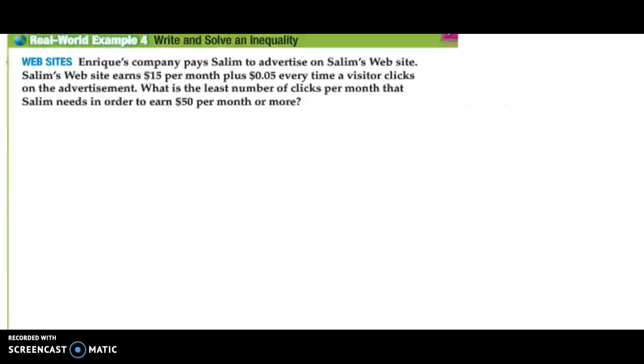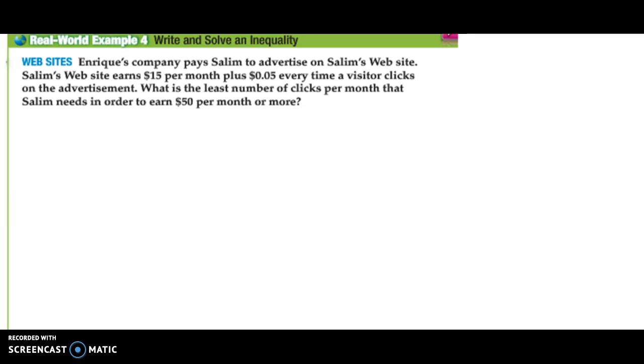Now let's take a look at everyone's favorite word problems. Enrique's company pays Salim to advertise on Salim's website. Salim's website earns $15 per month plus 5 cents for every time a visitor clicks on an advertisement. What is the least number of clicks per month that Salim needs in order to earn $50 per month or more? So let's set up our inequality.